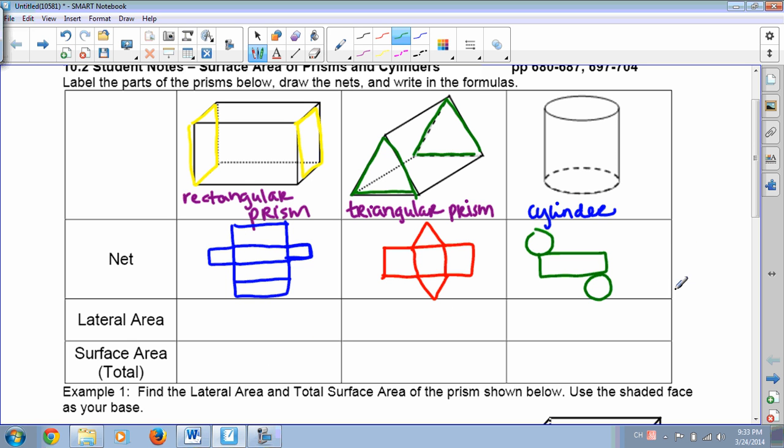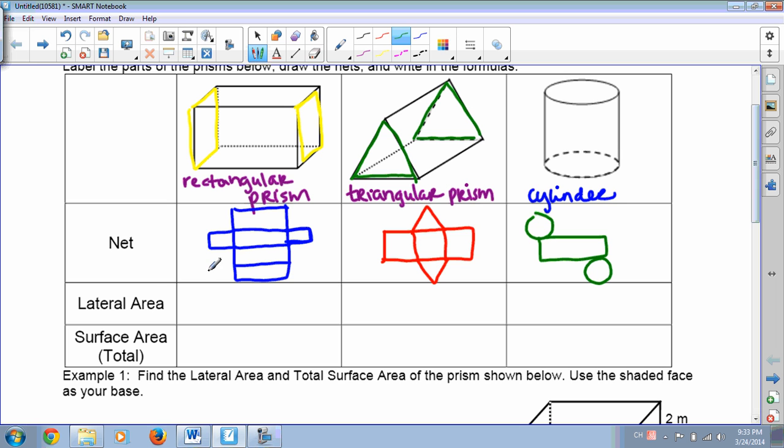Let's go ahead and look at the actual formulas for lateral area and total surface area. Now surface area is just like if you were wrapping the outside of the box or the shape. It does not involve volume. It's not on the inside. It's all around the outside. So lateral surface area does not include the bases. And the total surface area does include the bases.